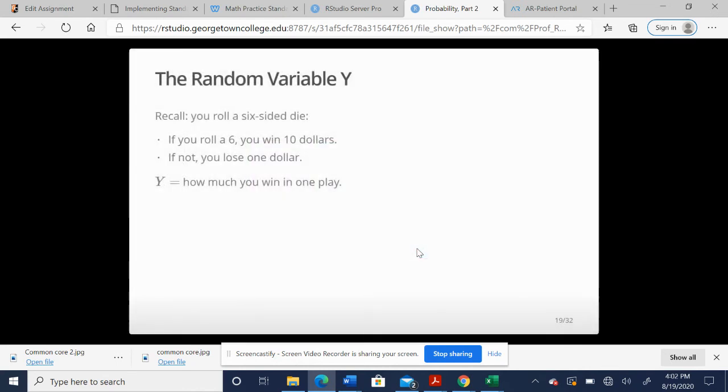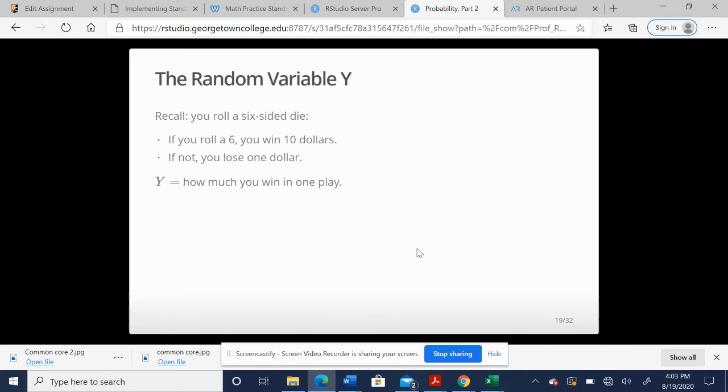So let's think about a different random variable. We've been thinking about x as being the number of heads in a 3-coin flip. Let's go to a different one. Let's say we roll a 6-sided die. If you roll a 6, you win $10. If not, you lose $1. We talked about this example earlier. How about y is going to represent how much I'm going to win in one play? So what am I going to do in a play? I'm going to walk up and roll the die. If it lands on the 6, I win $10. If not, I lose $1.